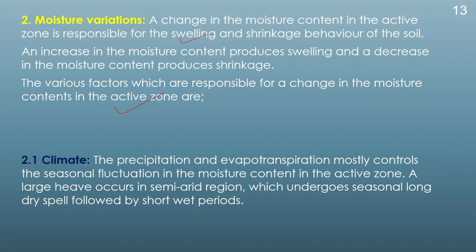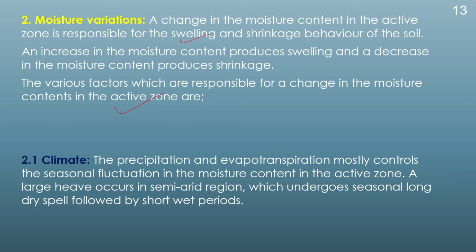The first one is the climate. Climate means how much precipitation and how much evapotranspiration is occurring in that area. If there is a large amount of precipitation and a large amount of evapotranspiration, that means the soil will have a different swelling tendency. Say for example, the precipitation and evapotranspiration mostly control the seasonal fluctuation in the moisture content in the active zone. A large heave occurs in semi-arid regions which undergo a seasonal long dry spell followed by short wet periods.